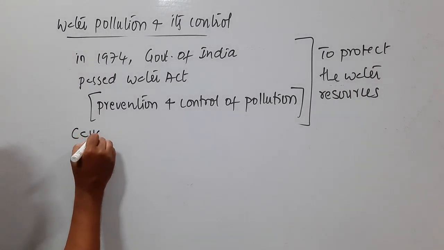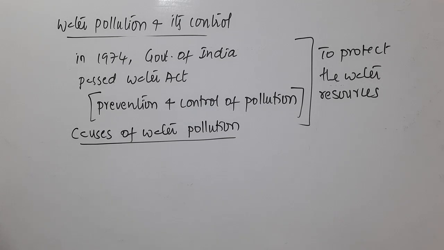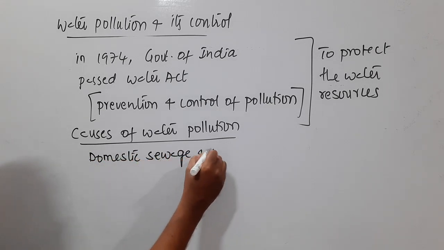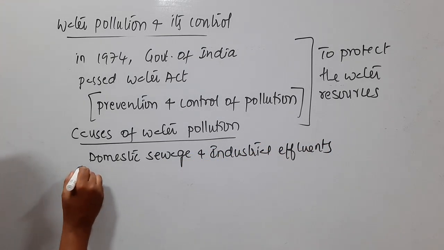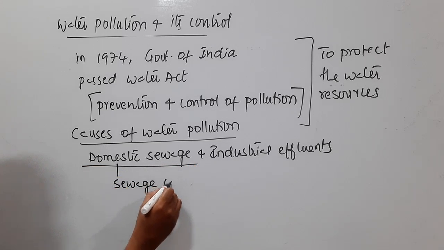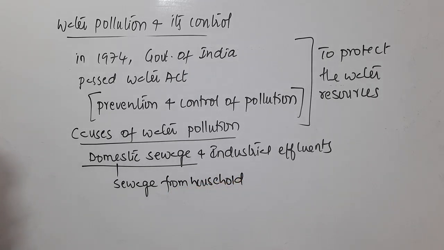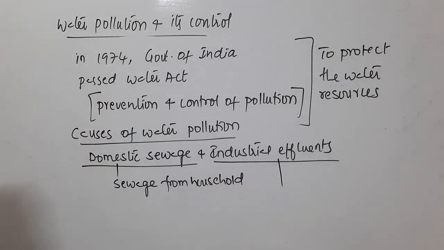Now, let us see the causes of water pollution. Under this, I am going to talk about domestic sewage and industrial effluents. Domestic sewage means all the sewage from households, the water used for washing clothes, taking a bath, washing the dishes, and so on. And industrial effluents mean the sewage that comes from industries.